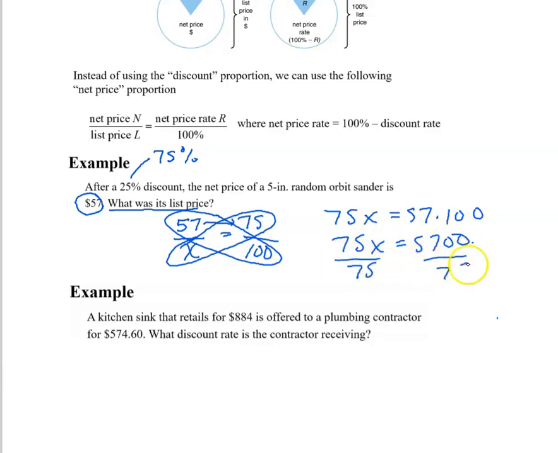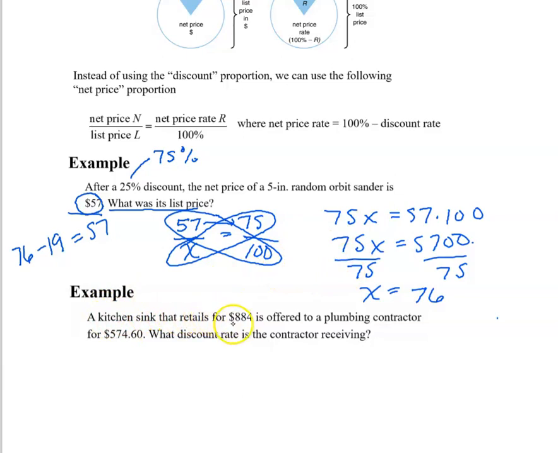Divide both sides by 75, and 5,700 divided by 75 ends up being 76. And if you did 76 times 0.25, that number is 19. So if you take 76 and subtract 19, just to check our work, 76 minus 19, you would get 57, which is what they said our sale price was. So that's just another method.